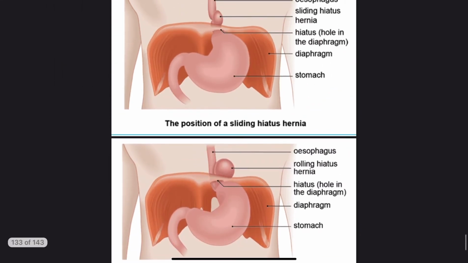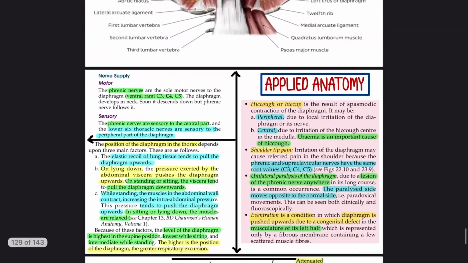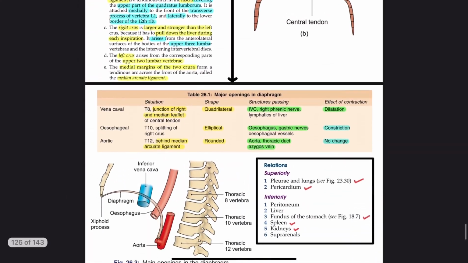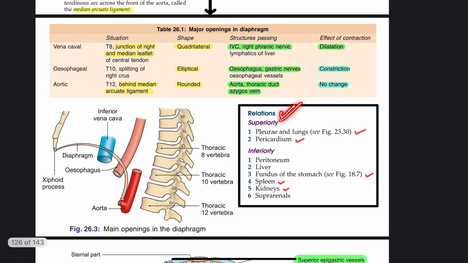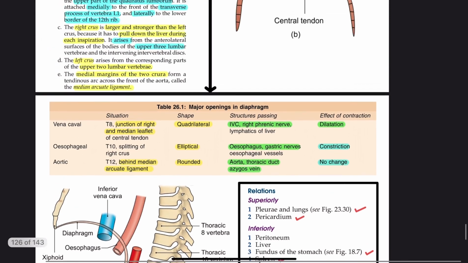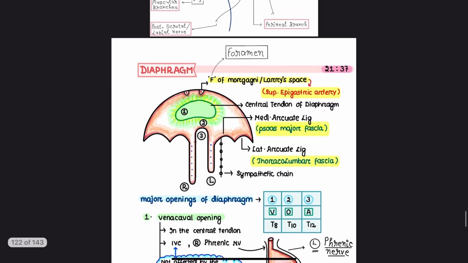I guess we are done with the diaphragm here. Let me see if anything is left. These relations are important, and remember the shape of the vena cava opening, quadrilateral. The esophageal opening is elliptical in shape, and the aortic opening is rounded. Keep in mind the superior and inferior relations, though they are very easy to remember. So we're done with the diaphragm here. Thank you very much.